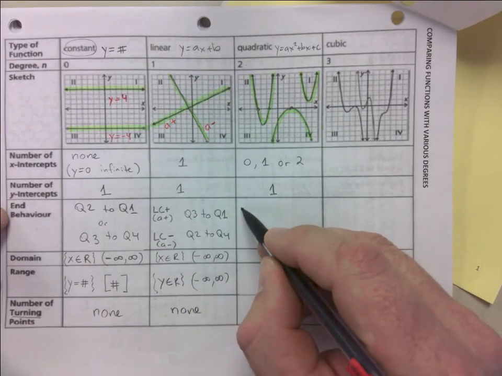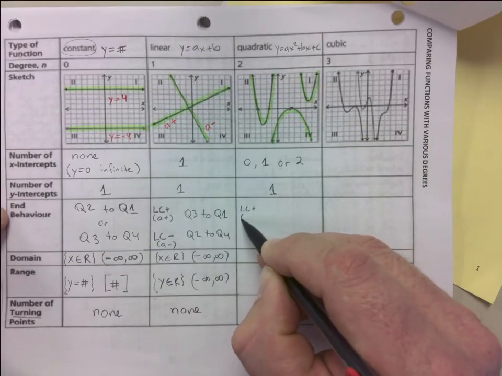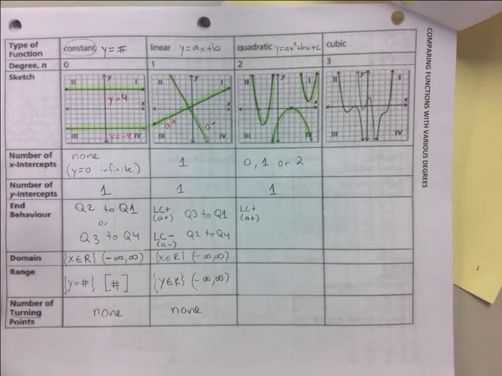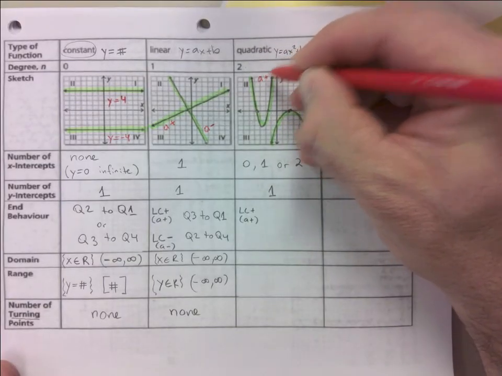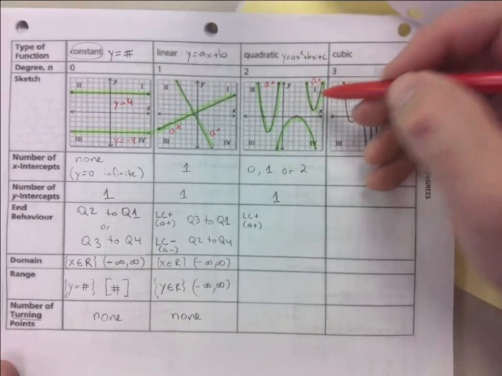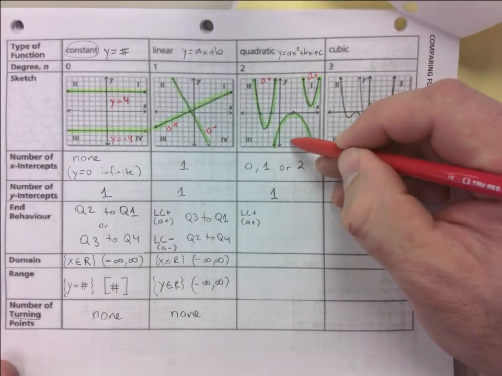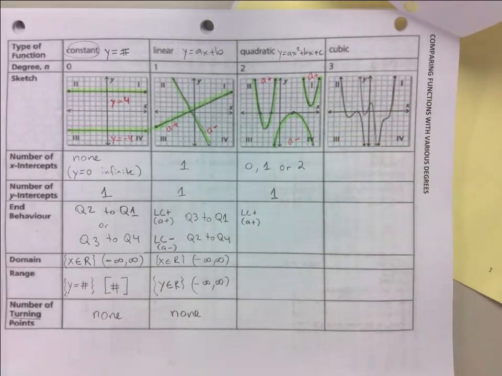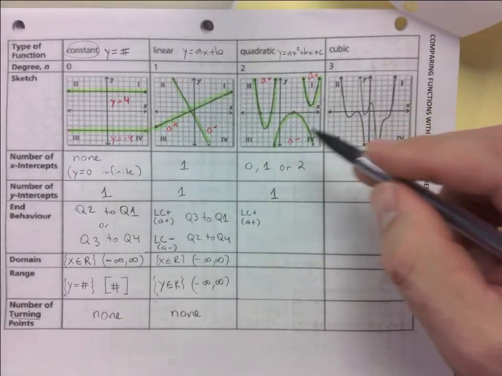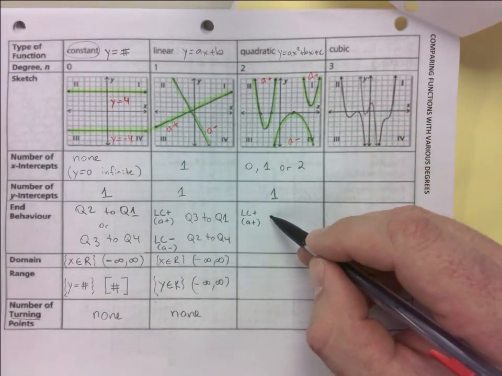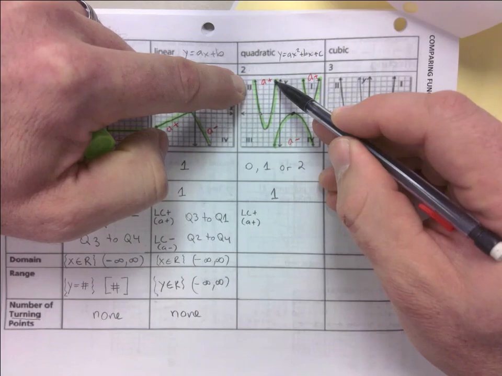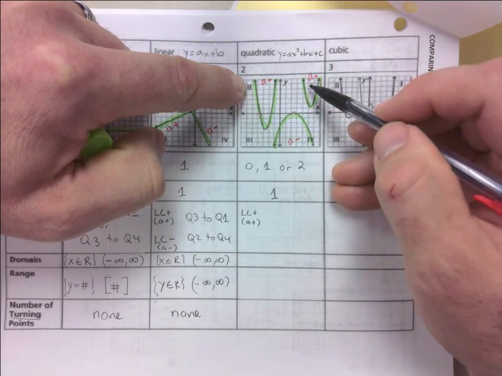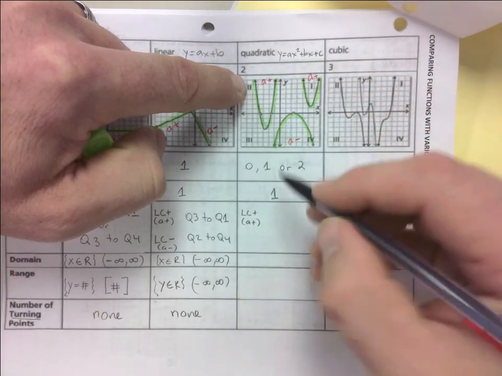And behavior. If the leading coefficient is positive, in other words, if a is positive, let's go up to our graphs there. Both of these that are pointing up have a leading coefficient a that's positive. And therefore, this one that's pointing down, a is going to be negative. You're expecting the leading coefficient to be negative if it's pointing down. If it's positive, it's going from Q2. Where is this one going to end up if you keep going? In quadrant 1.